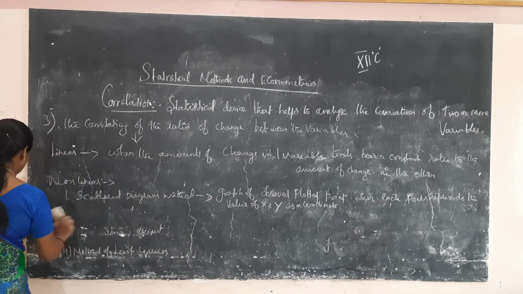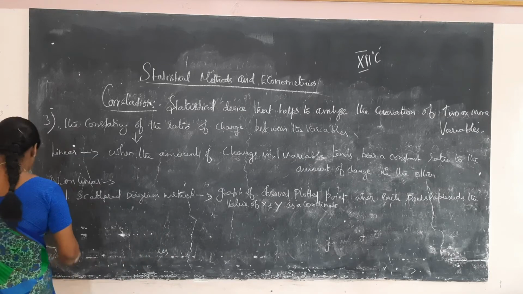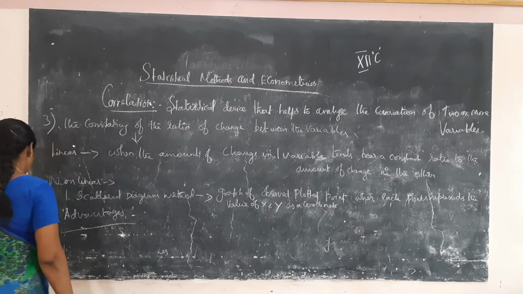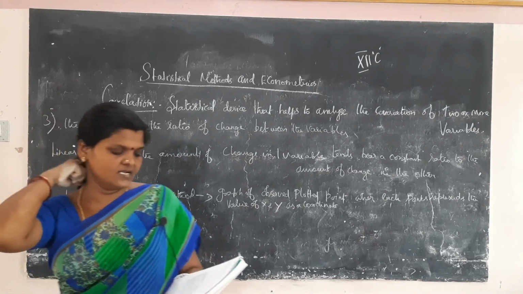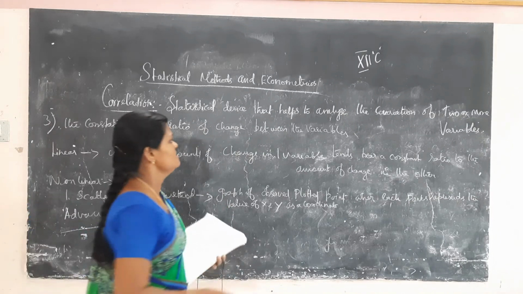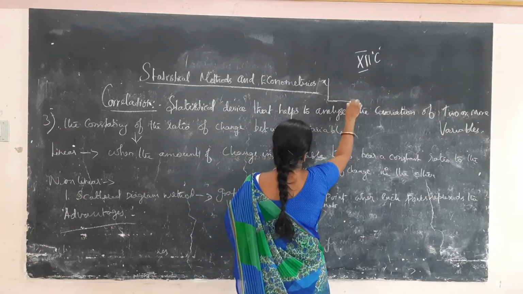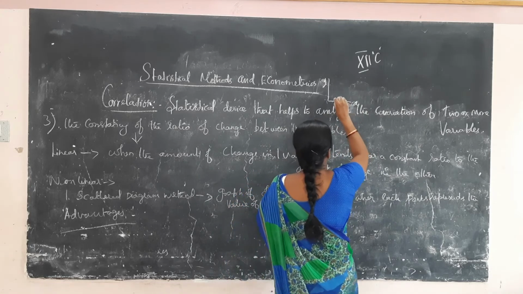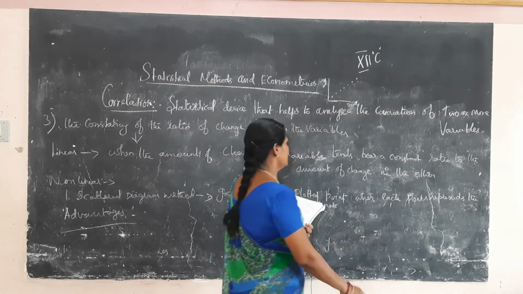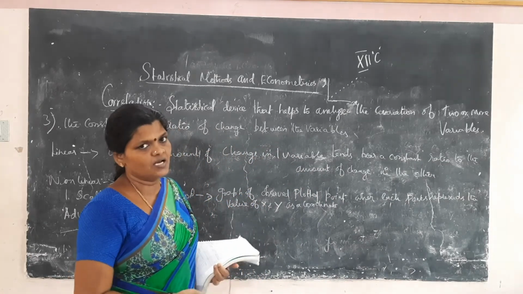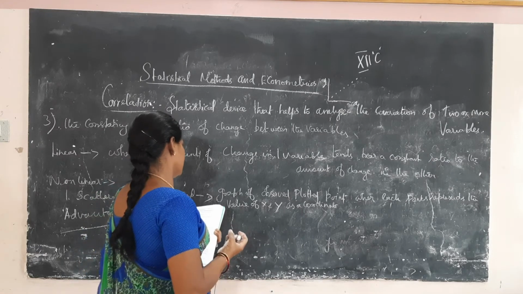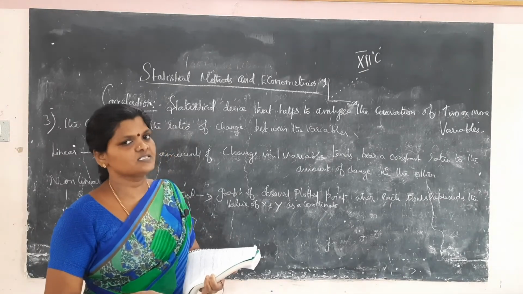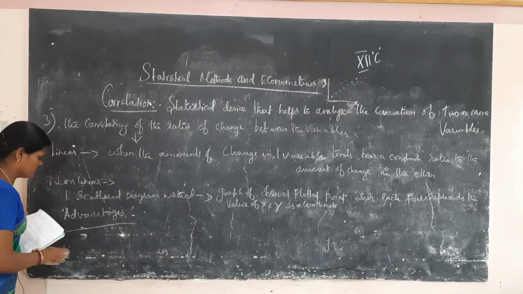Next, advantages of scatter diagram method. It is very easy and it is a non-mathematical method, because it is just plotted points of x and y, so it is easy. It is simple and it is not a mathematical method. Second, it is not influenced by the size of extreme items. Next, it is the first step in testing the relationship between two variables.